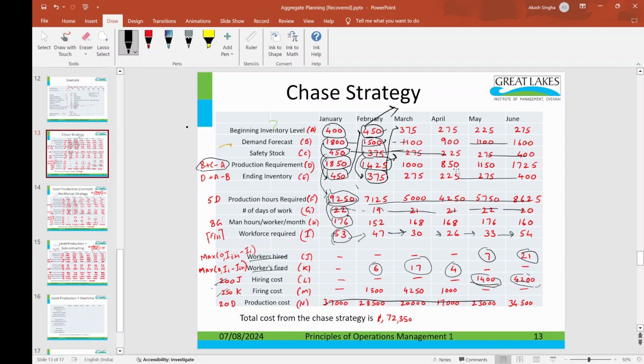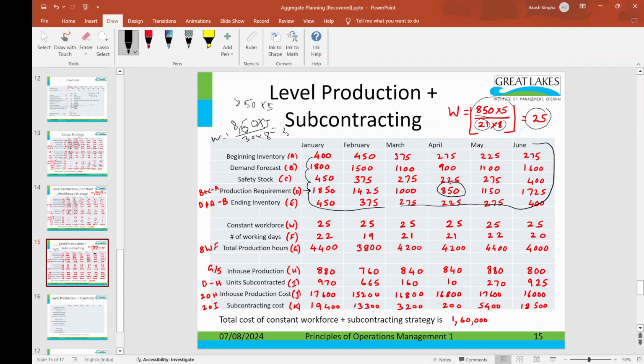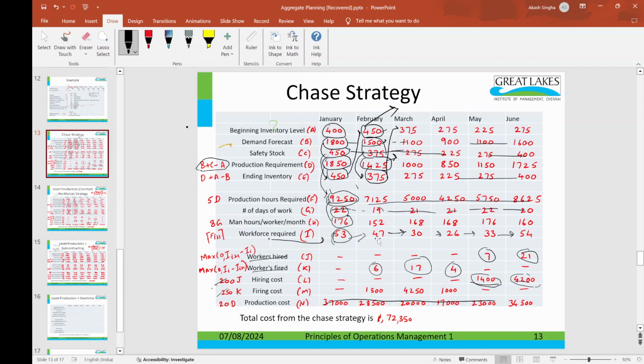Okay, yeah. So what you can do is calculate the workforce required for all months for this level production subcontracting also. So by doing it, you will get these values, right? 53, 47, 30, 26, 33, 54. Here, what you have to do is take the lowest one. And I think this value will be 25 point something, right? 25.5, let's say it's the value.